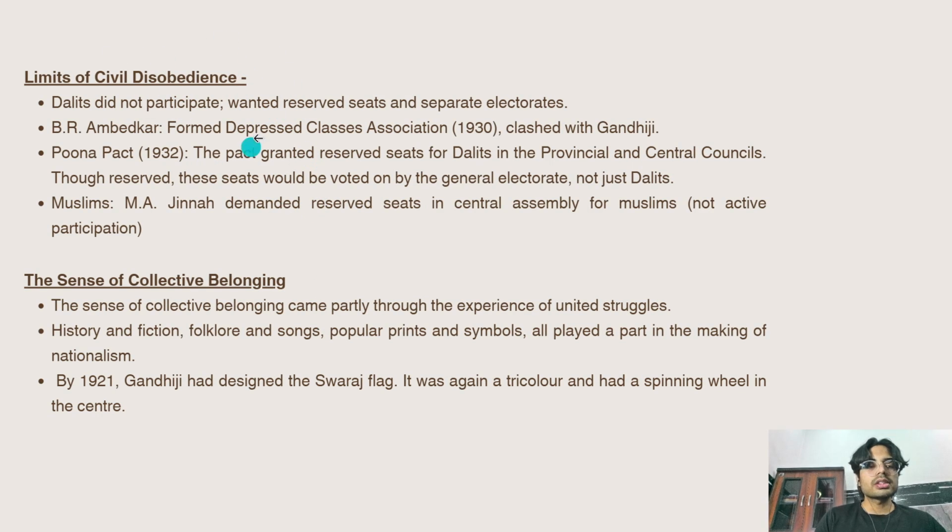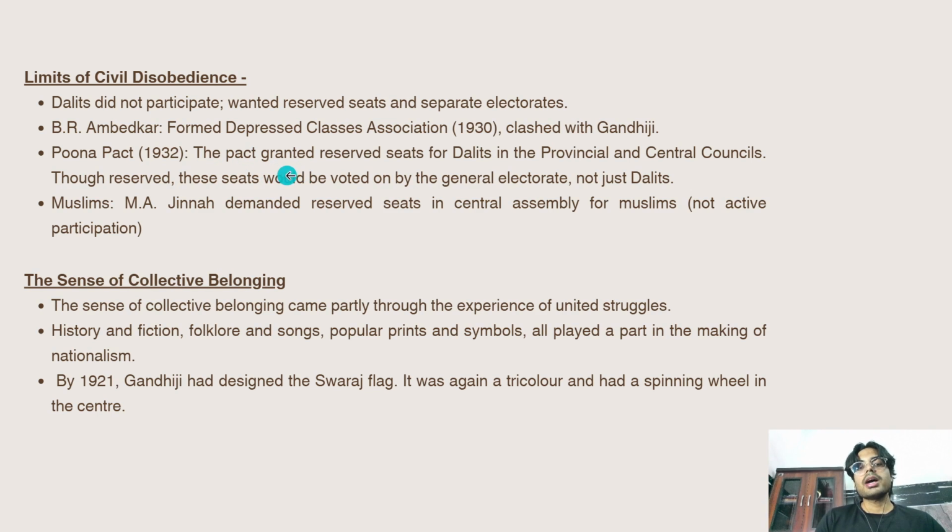There were a few limits of civil disobedience too, such as Dalits did not participate in the movement. They wanted reserved seats and separate electorates for themselves. Dr. B.R. Ambedkar formed the Depressed Classes Association in the 1930s, which eventually clashed with Gandhiji's interest, as Dr. B.R. Ambedkar was aiming to achieve separate electorates for Dalits, but Gandhiji was against it as it would hamper the unity within Hindus itself. So the Poona Pact was signed in 1932.